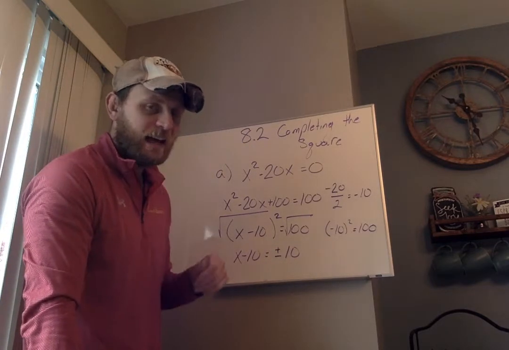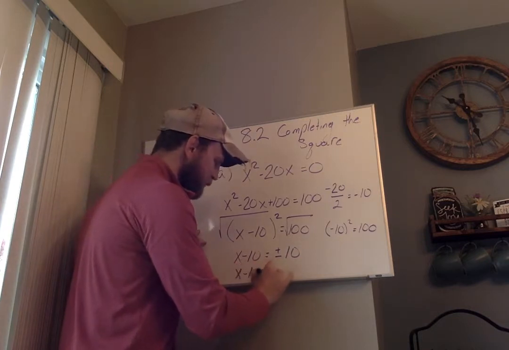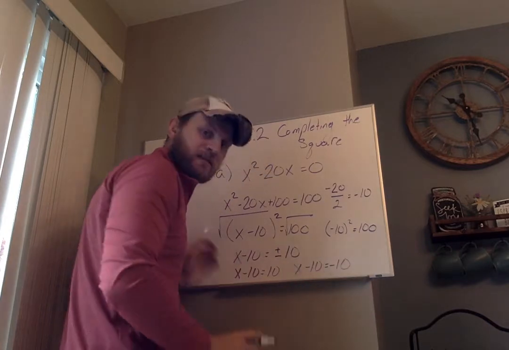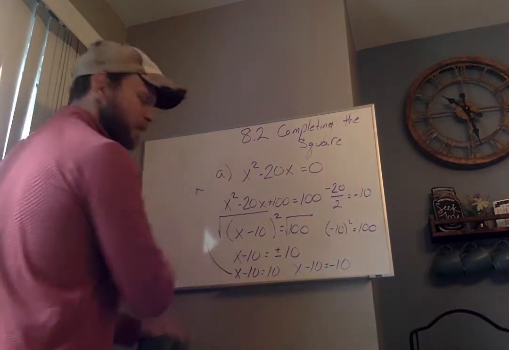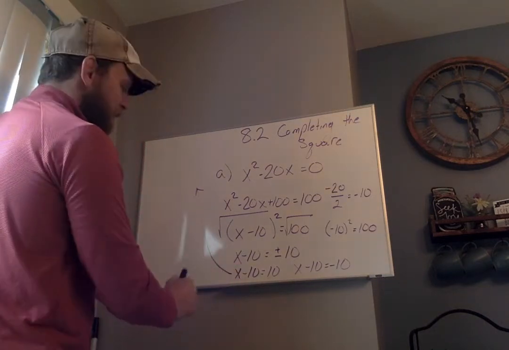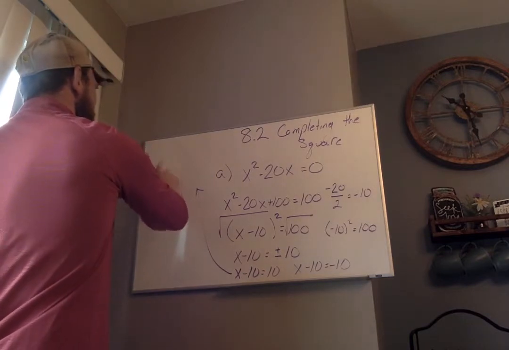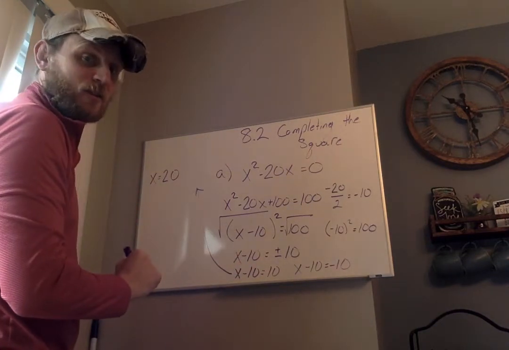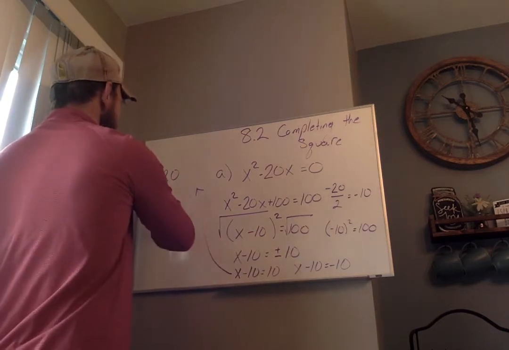Now, here I have two answers. I have x minus 10 equals 10, and x minus 10 equals negative 10. I'm running out of room, so I'm just going to finish this problem up right over here. To solve this side, how do I get rid of a minus 10? Well, I add it, so one answer is 20, because 10 plus 10 is 20. Now, how do I get rid of a minus 10 here? Well, I add 10. Negative 10 plus 10 is 0.